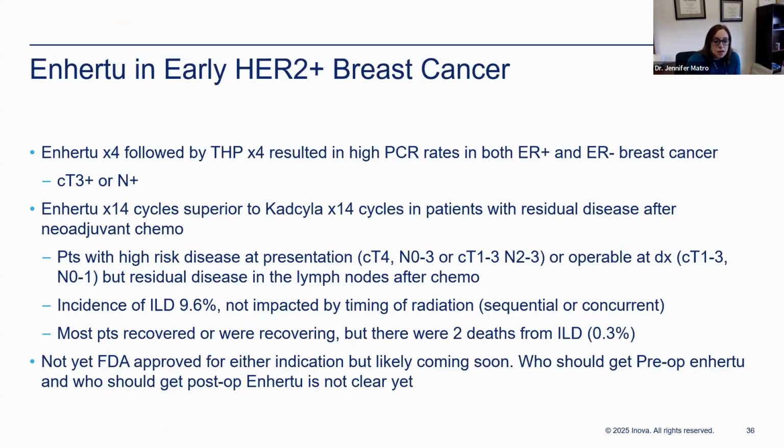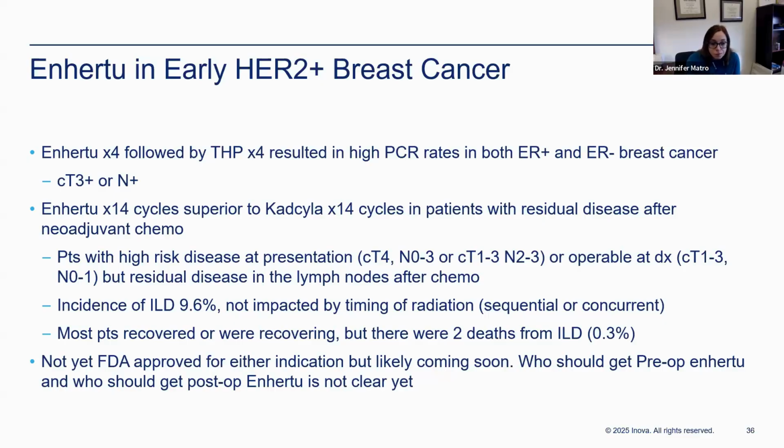And so summarizing Enhertu in early HER2 positive breast cancer, Enhertu for 4 cycles followed by THP for 4 cycles results in very high PCR rates in both hormone positive and hormone negative breast cancer, but you have to have high risk disease to be eligible. And then Enhertu for 14 cycles was superior to Kadcyla in patients who had residual disease after neoadjuvant chemo. It was safe. Radiation can be given at the same time, which is just nice that you don't have to prolong everything.